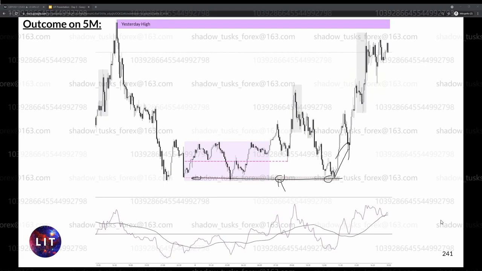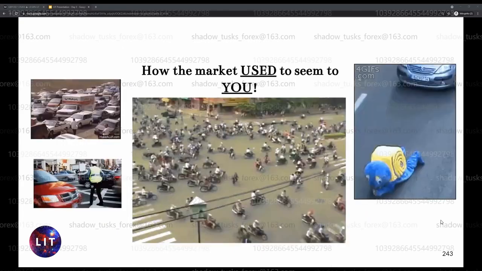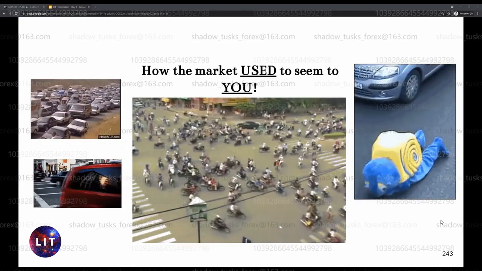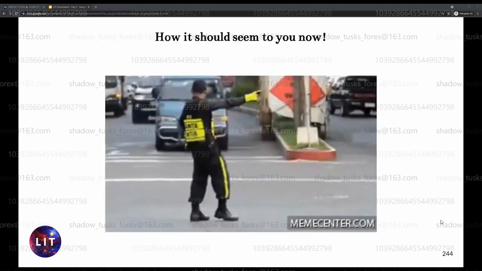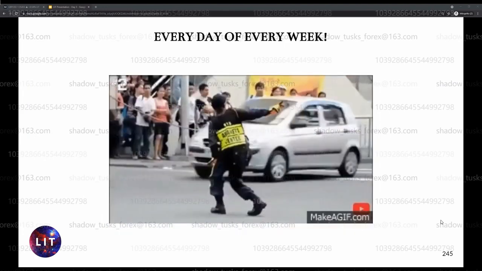So of course, then we're taking out the liquidity to go higher. First it should look like this a little bit, right? But hopefully it's starting to look like this a little bit, because again, charts should get clearer and clearer the more confluences we have.